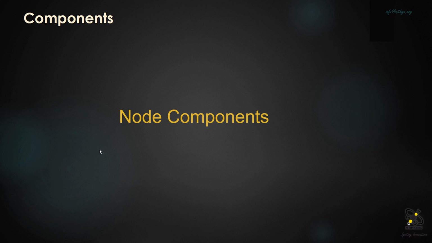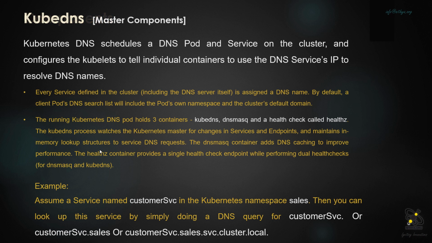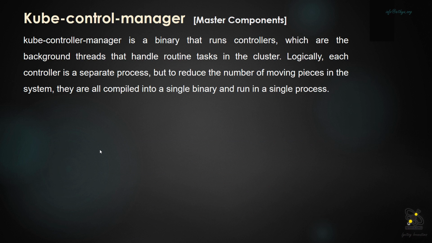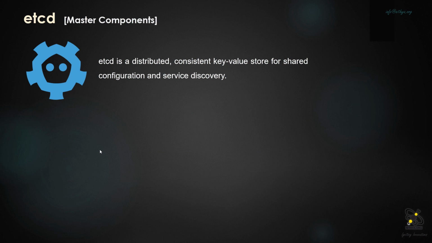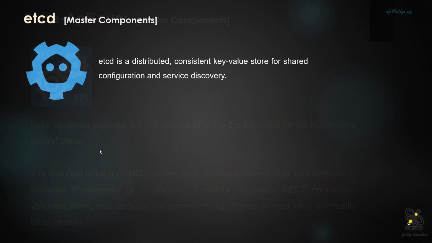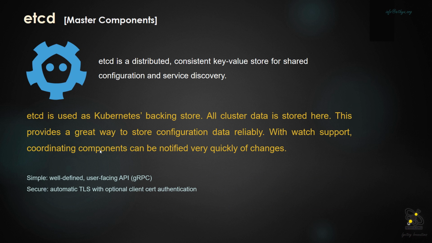Now we understand the components we have seen in the master. So again, I'm coming back. The first component is called kube-apiserver. That is a very important server for the RESTful API service. The second component is called etcd, which acts as the Kubernetes backing store, storing all the state of the entire master cluster.